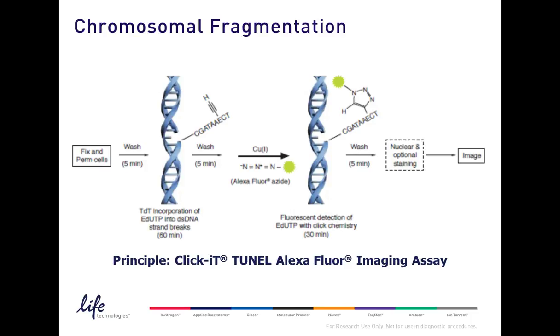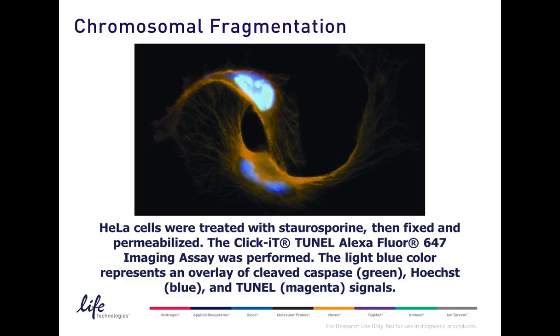Other assays for chromosomal fragmentation can be done by using the principle of dUTP incorporation at the 3' end of damaged DNA. The enzyme terminal deoxynucleotidyl transferase will add in UTP residues at the 3' end if DNA is damaged. Now we can take advantage of that by using fluorescent analogues of UTP, things like EdUTP or BrdUTP. And they will be incorporated into damaged DNA and then can be detected through fluorescence. And we have an example of that on the next slide.